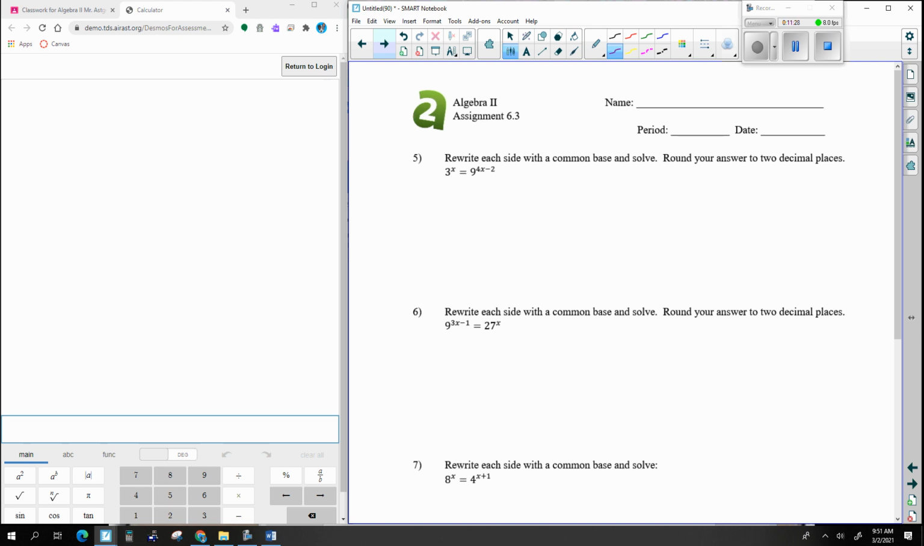Rewrite with a common base. Okay. So I have a 3 and a 9. So I'm going to keep it as 3. 9 is 3 squared. It already had a 4x minus 2. So the 3 squared with a 4x minus 2 turns into that. But the bases are the same.